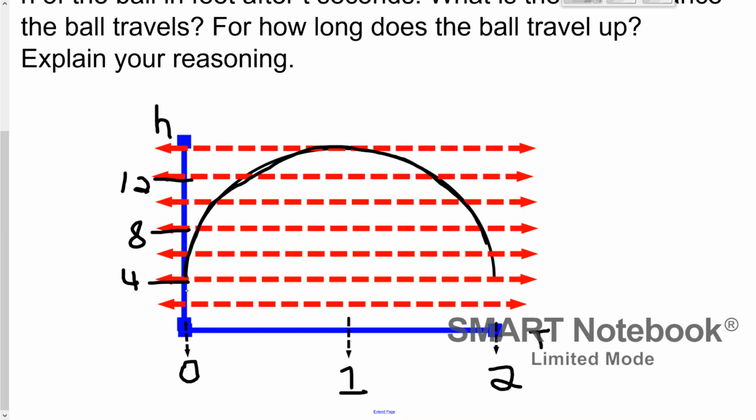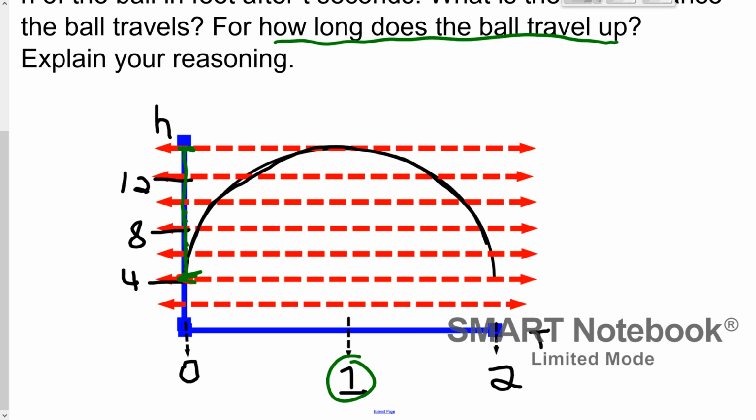So we start throwing the ball at time 0, at 4 feet, and then we throw the ball straight up, and it goes up until this height, right? And it reaches that height at 1 second. So that would be how long the ball takes to travel up, 1 second.